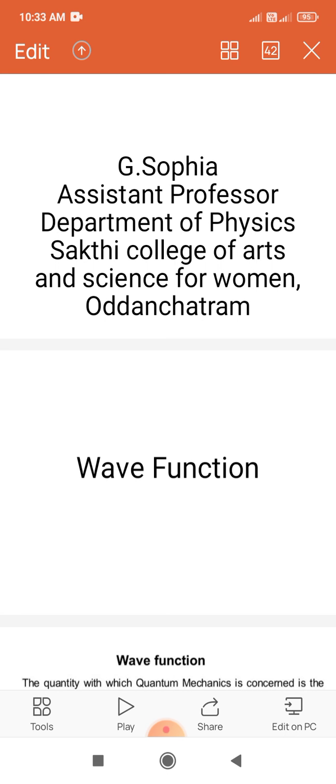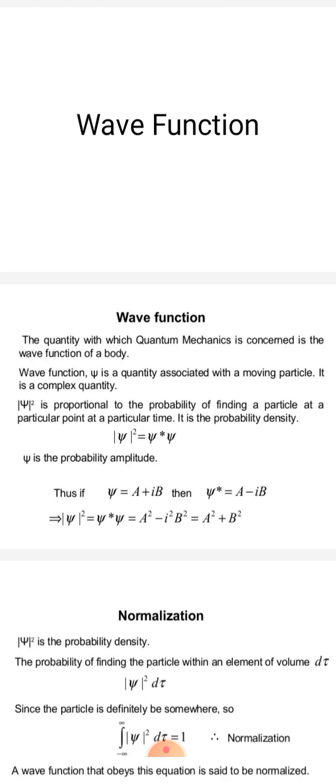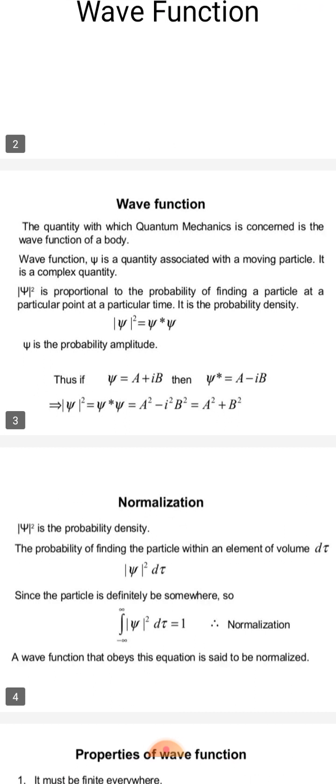Today's topic: wave function. A quantity with which quantum mechanics is concerned is the wave function of a body. Wave function psi is a quantity associated with a moving particle. It is a complex quantity. Psi modulus squared is proportional to the probability of finding a particle at a particular point at a particular time. It is the probability density.